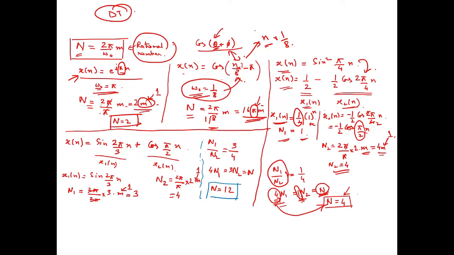Now similarly, you will be able to do the same thing for x[n] equal to sine of 2 pi by 3 n plus cos of pi by 2 n, and if you solve in this manner, you get N equals 12, which is a rational number, and this is a periodic signal.